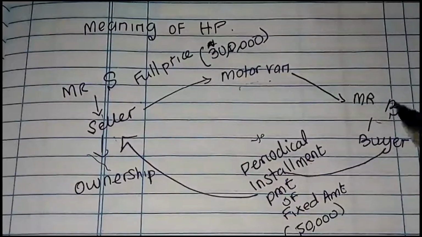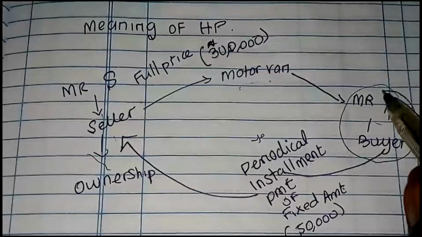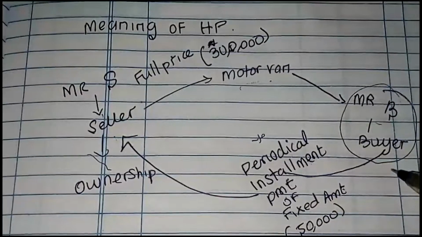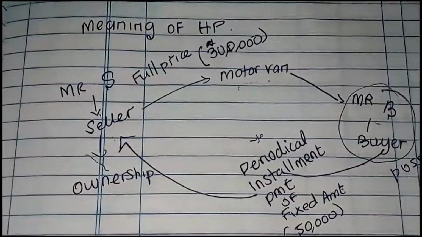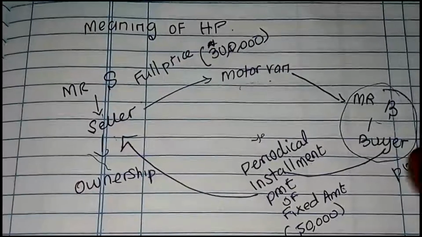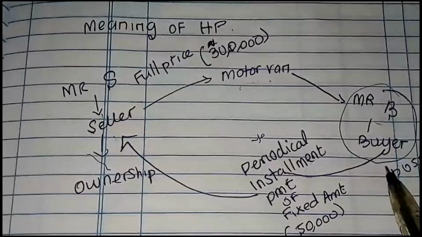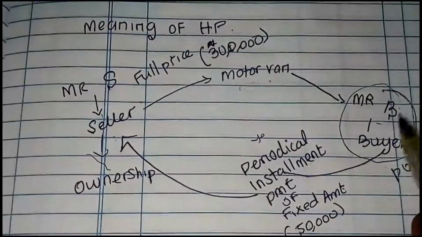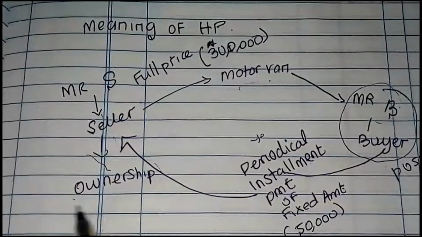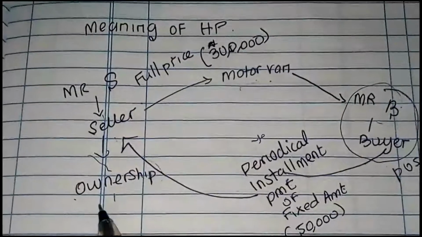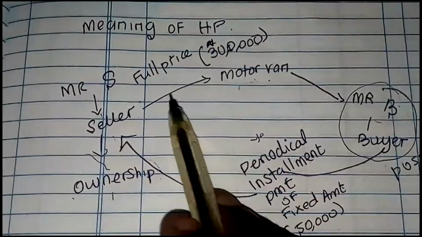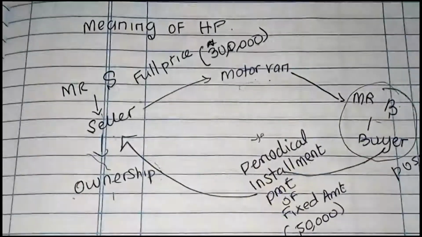Which means that Mr. B only possesses the goods. The possession of the goods is just with Mr. B. He cannot resell. Mr. B cannot resell this motor van, because the ownership of the motor van is still with the seller until full price is completed. Take note of that.